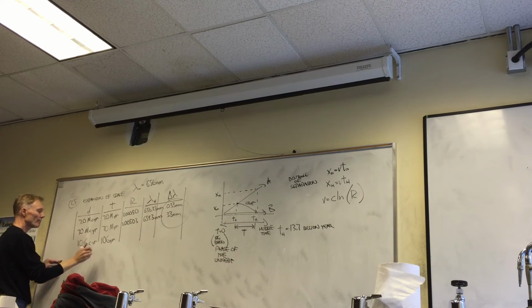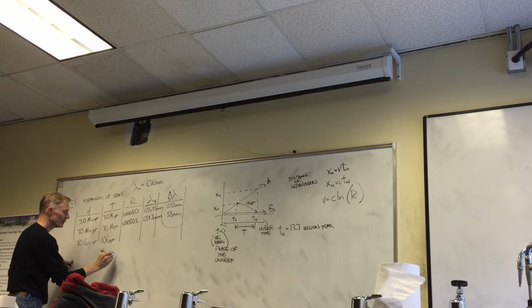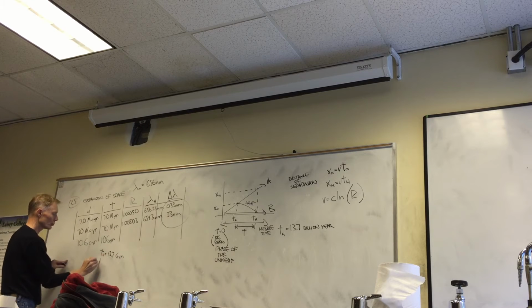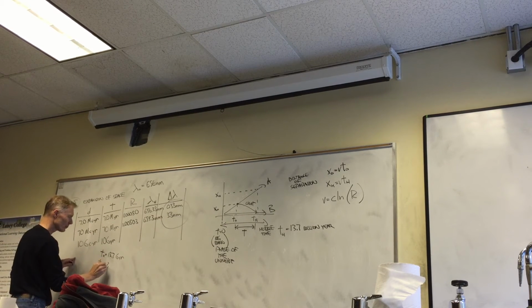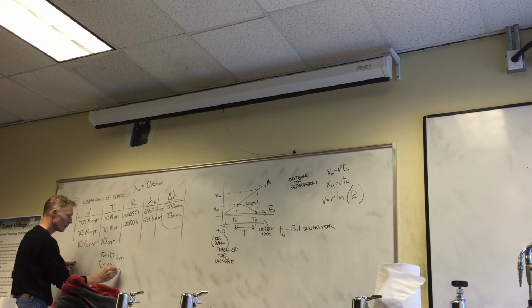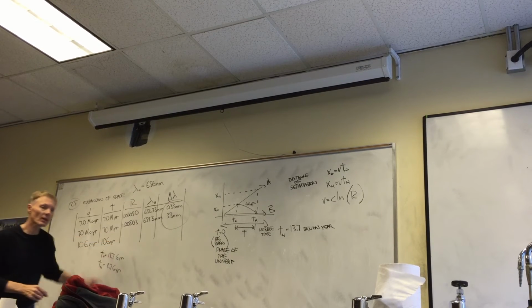So again, we're going to have TH, 13.7 billion years. T naught is going to be going back 10 billion years. That'll put us at 3.7 billion years. And we get a redshift from that. What's the redshift going to be this time?